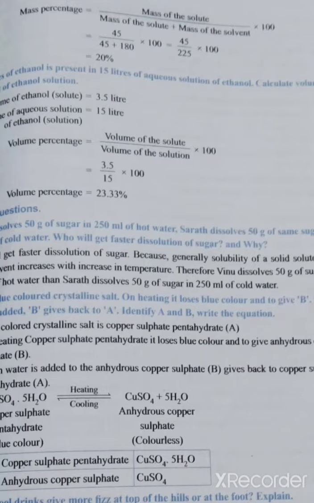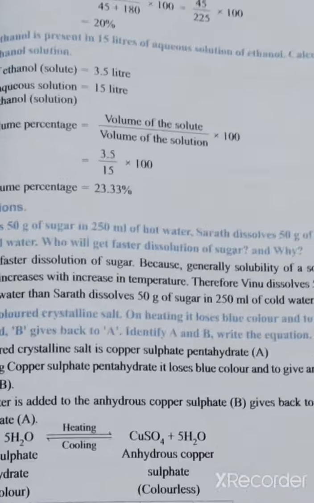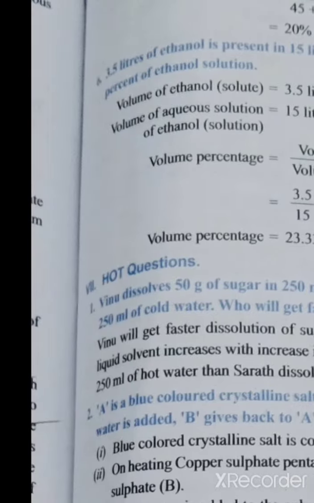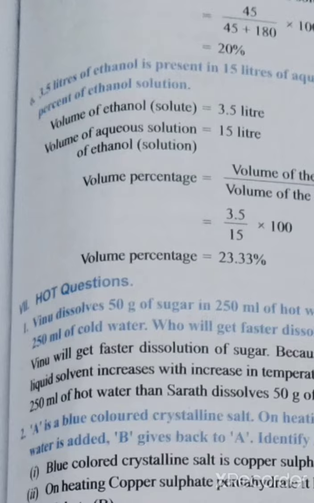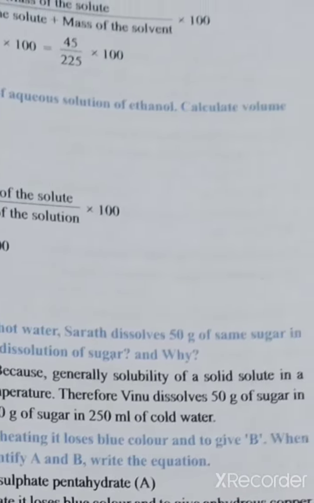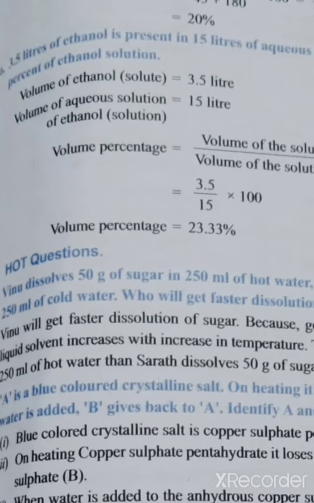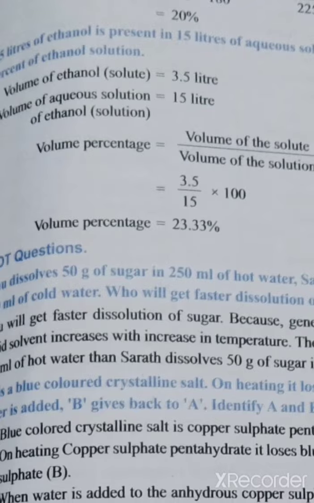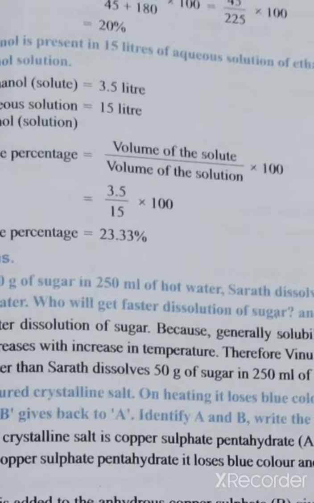Next sum: 3.5 liters of ethanol is prepared in 15 liters of aqueous solution of ethanol. Calculate the volume percentage of the ethanol. So you should know the similar kind of formula. What is the formula for the volume percentage? Volume of the solute by volume of the solution into 100.